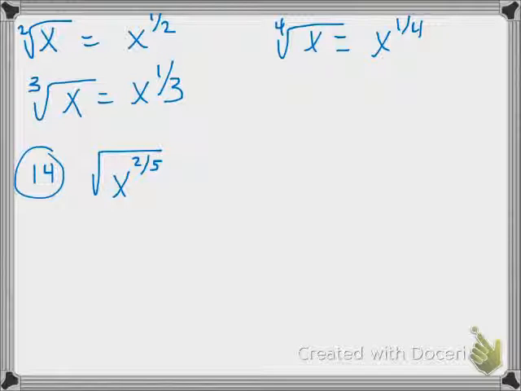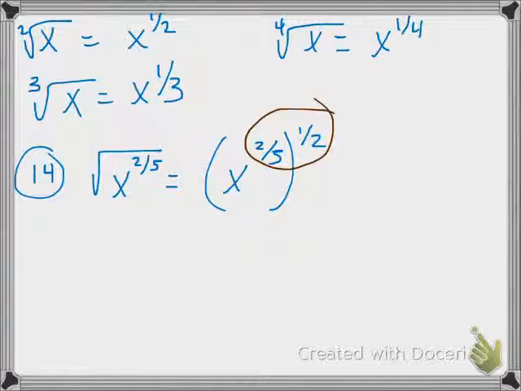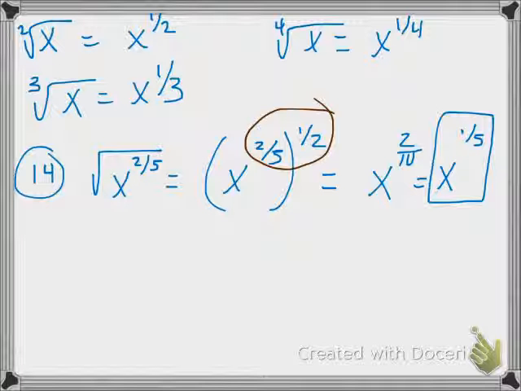Problem from the worksheet that you have. On problem 14, we have the square root of x to the 2/5. Now, remember that square root actually means x to the 2/5 raised to the 1/2. And just like the previous problem that we did, we had to multiply them. What's 2 times 1? It's 2. 5 times 2 is 10. Now this reduces to x to the 1/5.